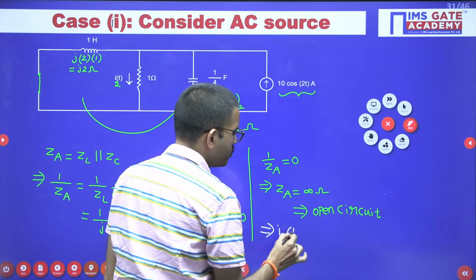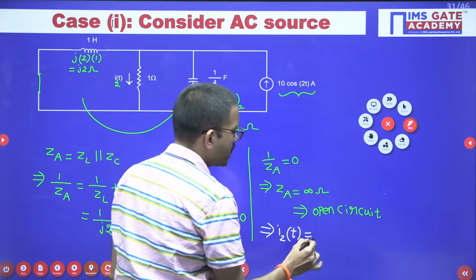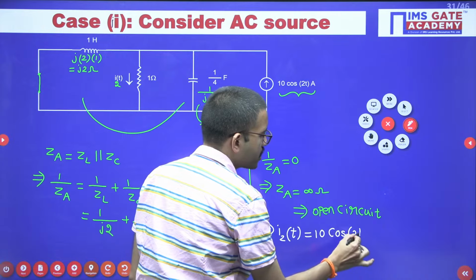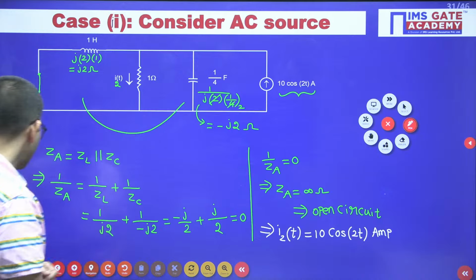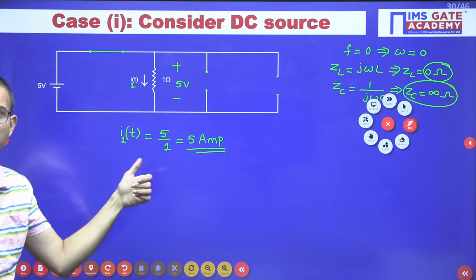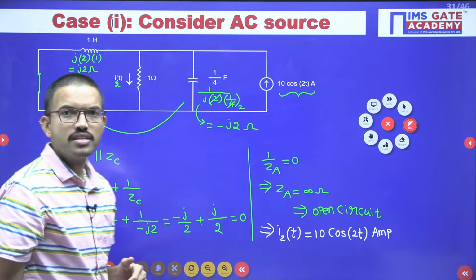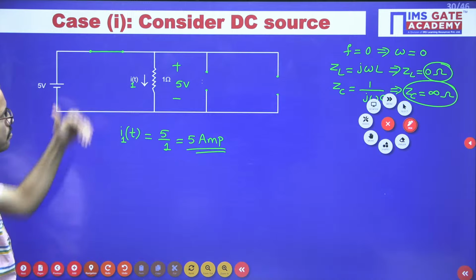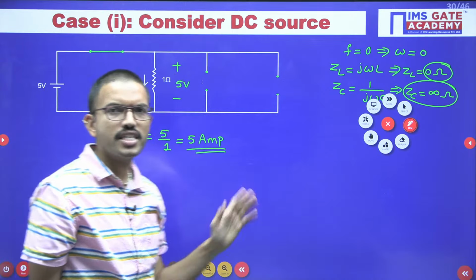So now you can write I2 of t is equal to the entire supply current, that is 10 cos 2t, units are amperes. So in case 1 we got 5 ampere. In case 2 we got 10 cos 2t ampere. If you observe, in both the cases the current direction is same. Whenever current direction is same, we can add the respective currents.